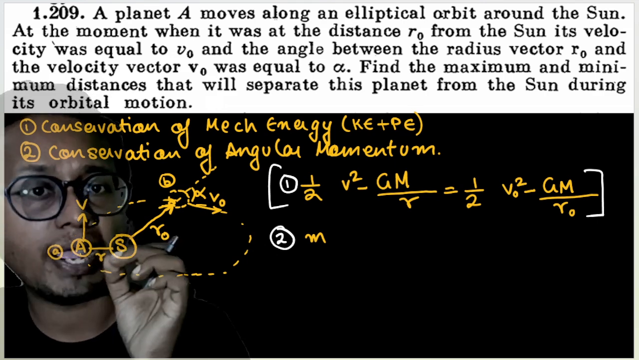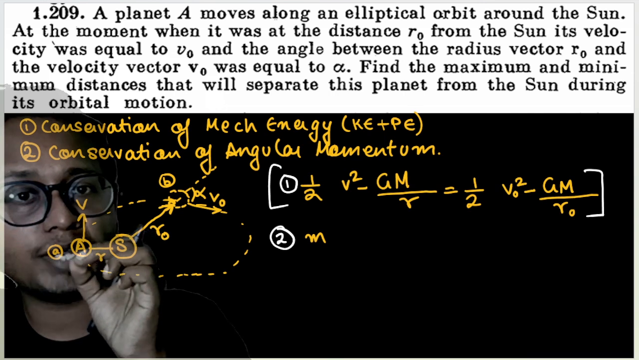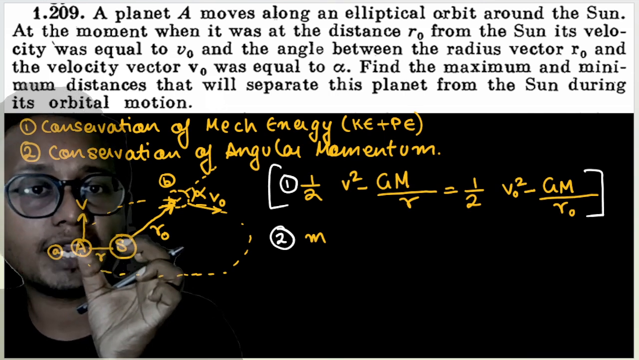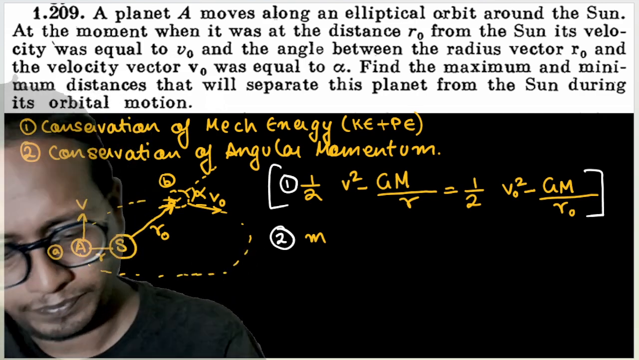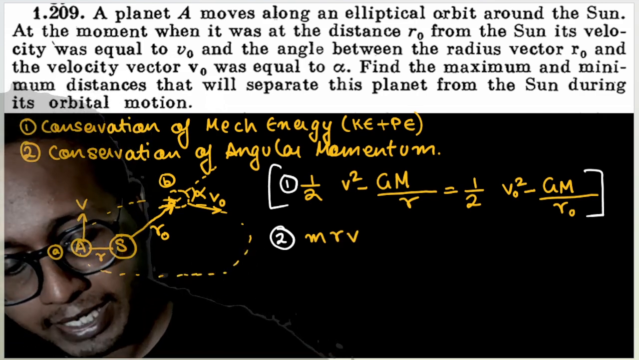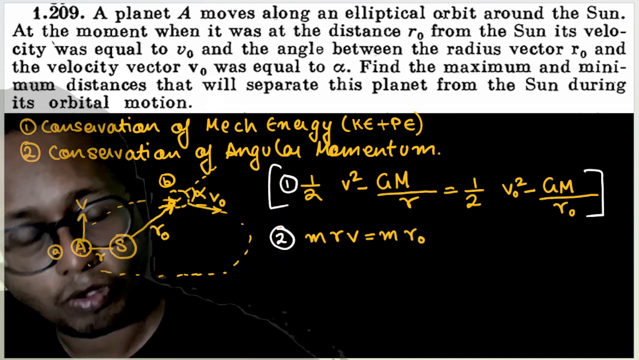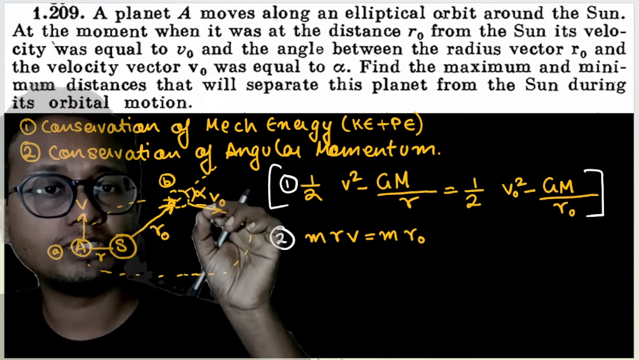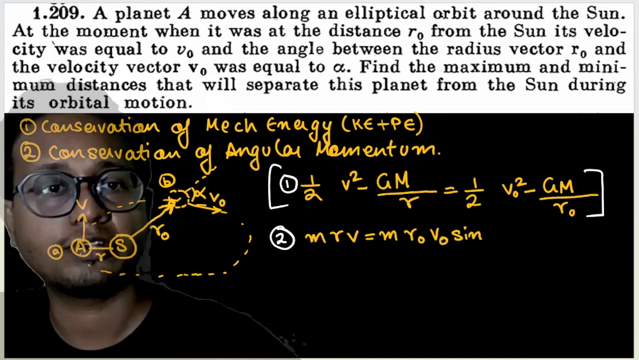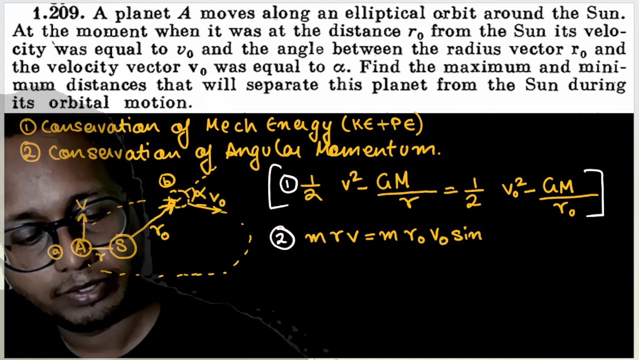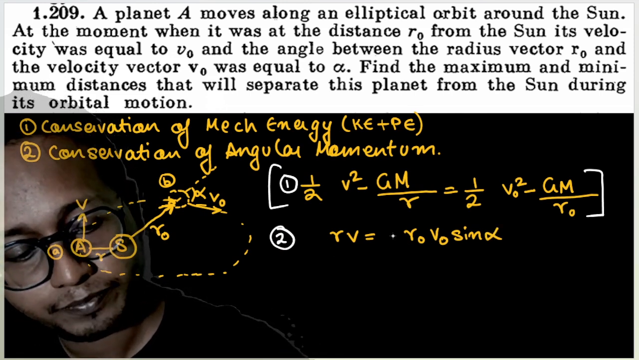r cross v is nothing but magnitude of r into magnitude of v into sine of angle between r and v. And what is the angle between r and v at minimum distance? It is 90. The angle between r and v out here is 90, and these are the only 2 points where we get 90. So m r v sine 90 is equal to the total angular momentum out here, m into r0 cross v0. r0 cross v0 is magnitude of r0 into magnitude of v0 into sine of the angle between r0 and v0, which is alpha. So r0 into v0 into sine alpha. Out here also mass and mass will get cancelled, and this is our second equation.